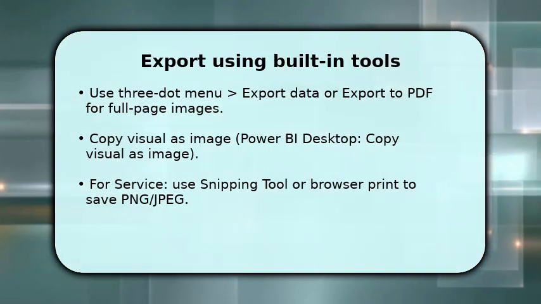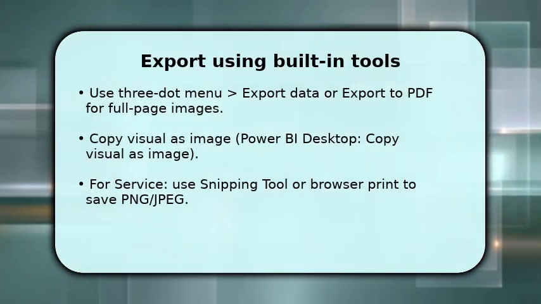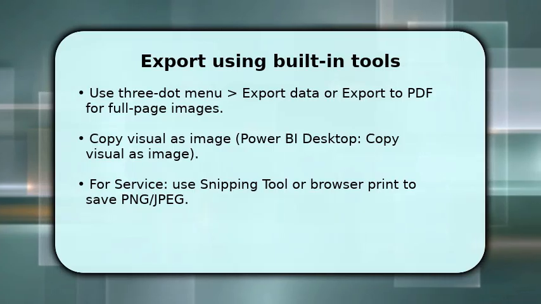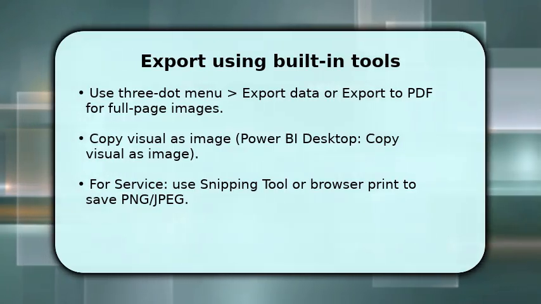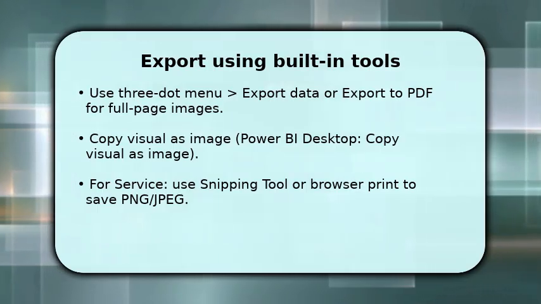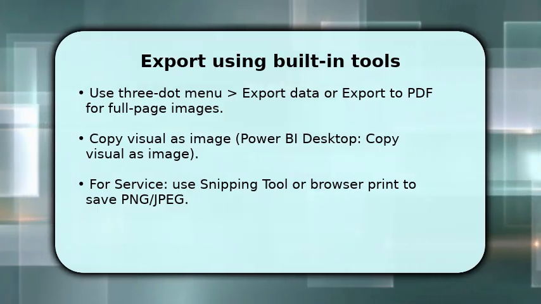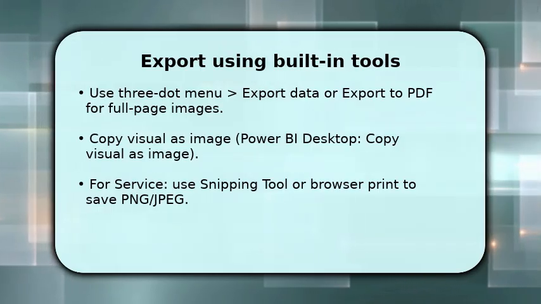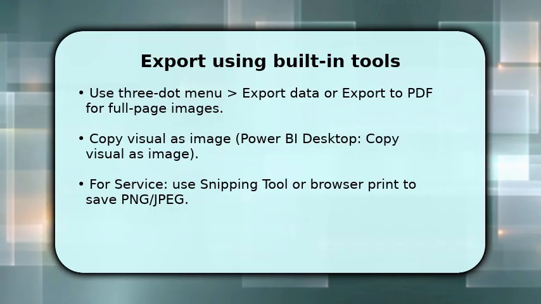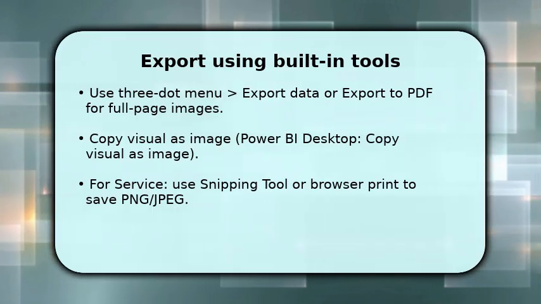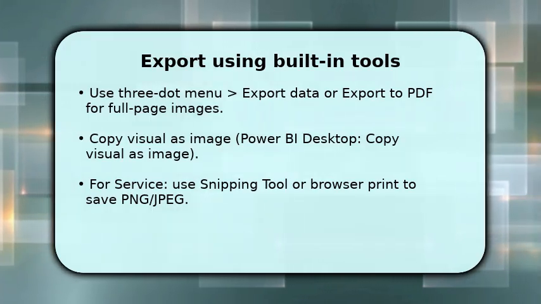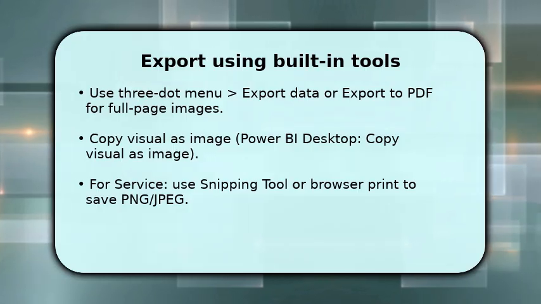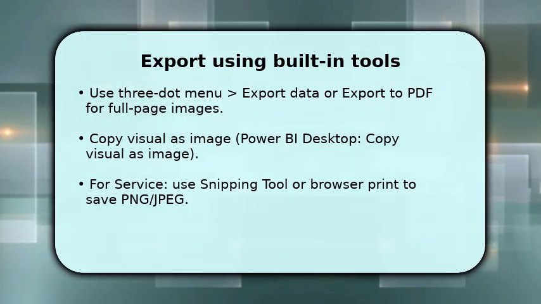Next, use Power BI's built-in options to create an image. In Desktop, use the three-dot menu and choose Copy Visual as Image to get a PNG clipboard copy. Paste into an editor and save. If you need a higher resolution capture of the full page, export to PDF and then convert the relevant page to an image. In the service, if direct copy isn't available, use the browser's Print to PDF or a snipping tool, and make sure to set scaling for clarity.